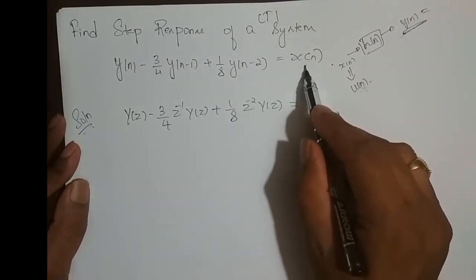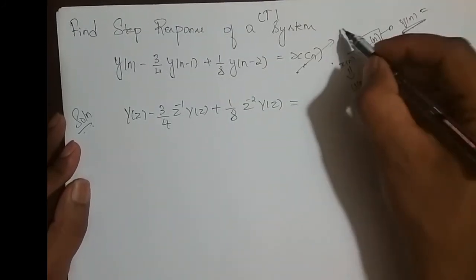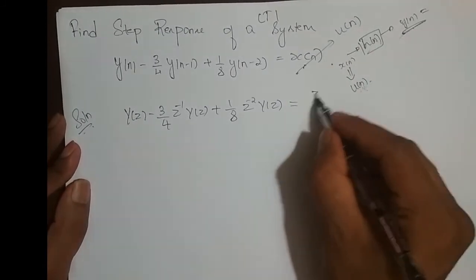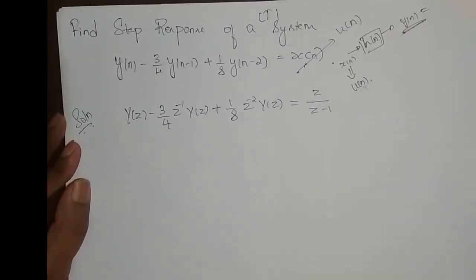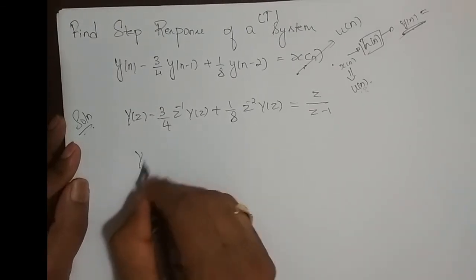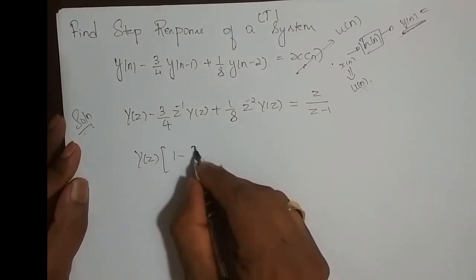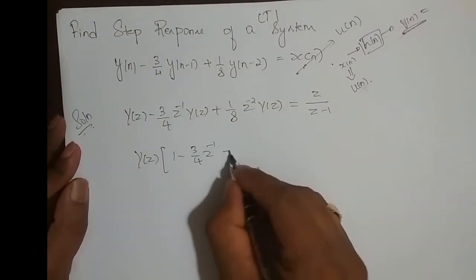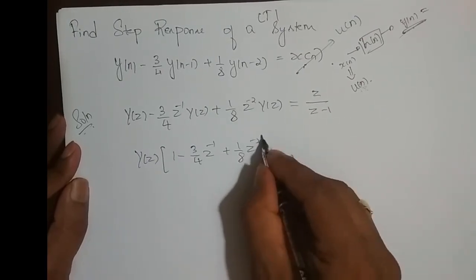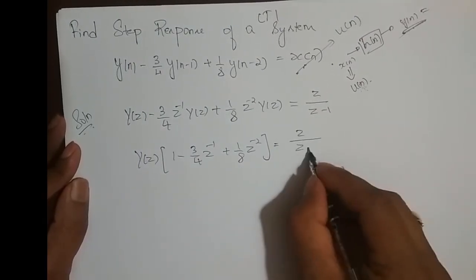What is the Z transform of u of n? It is z divided by z minus 1. Okay, we will simplify this. Y of z I'll take common: 1 minus 3 by 4 z power minus 1 plus 1 by 8 z power minus 2 is equal to z divided by z minus 1.